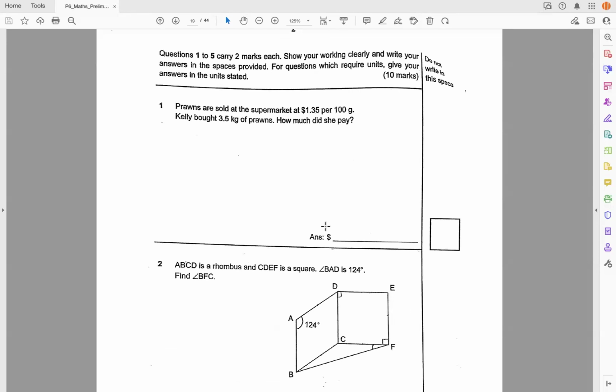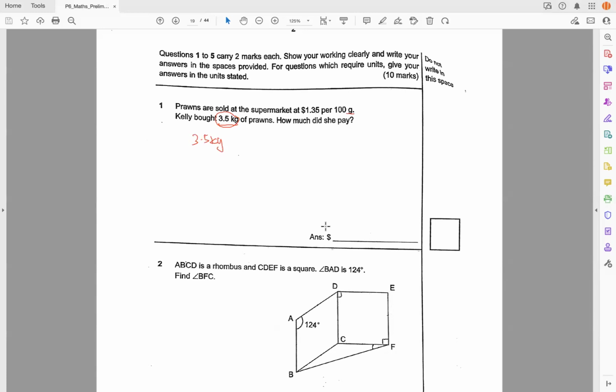So prawns are sold at a supermarket at $1.35 per 100 gram. So this is in gram. And Kelly bought 3.5 kilograms of prawns. So this is in kilograms. So to work on a sum with two different units, convert everything to the same unit. So I'll convert the 3.5 kilogram into grams.